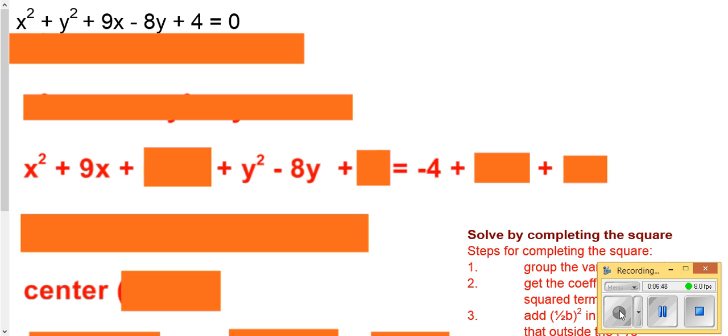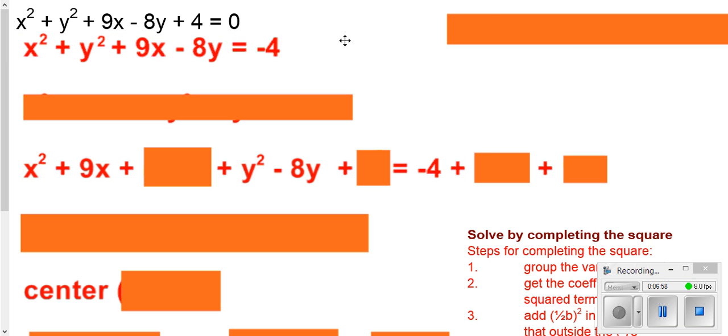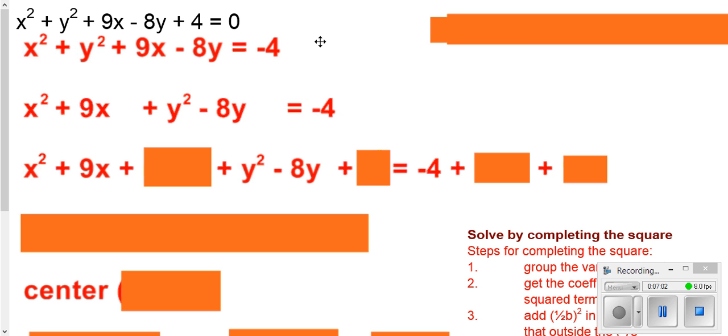So why don't you guys go ahead and try to do this one on your own. So pause the video and then play it after you get done working it out. So we're going to group the x's together. We're going to group the y's together. We're going to take our constant on the other side. So we're going to take this positive 4 to the other side, and it becomes a negative 4.